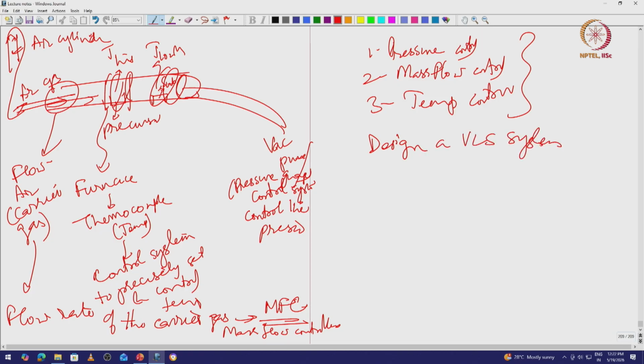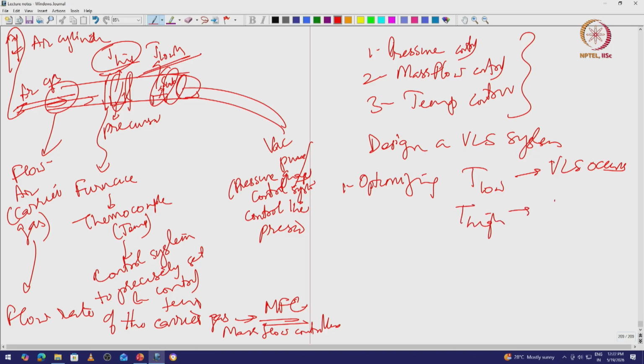The rest is thermodynamics, optimizing what this T low is, where the growth happens, and optimizing this T high. So optimizing T low, where VLS growth occurs, and T high, where the solid precursor sublimates and has a good vapor pressure. It does not need to sublimate completely, but it has a good vapor pressure, right, so that the carrier gas can take it away from there and put it on the substrate. Okay. So this is a simple process.